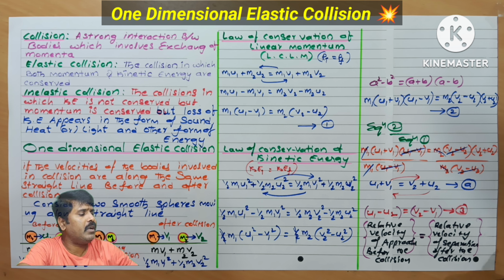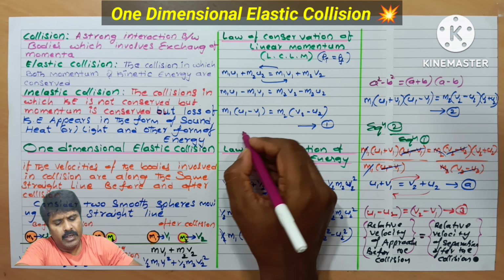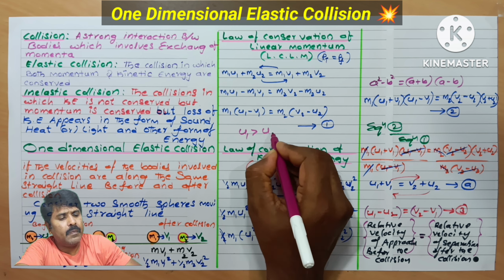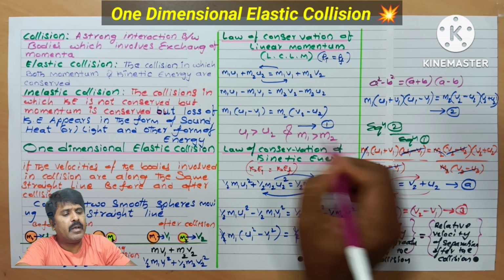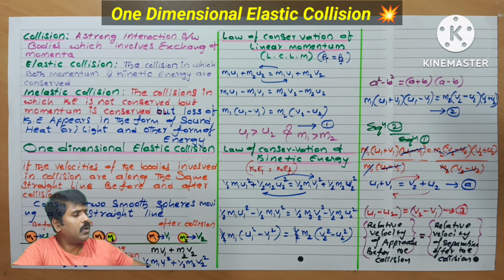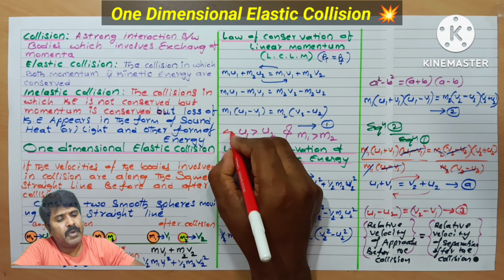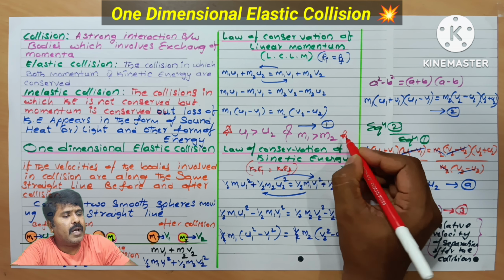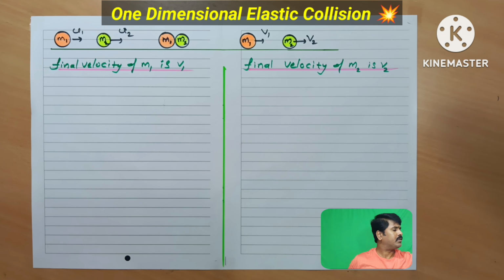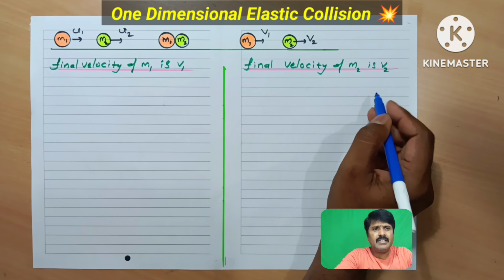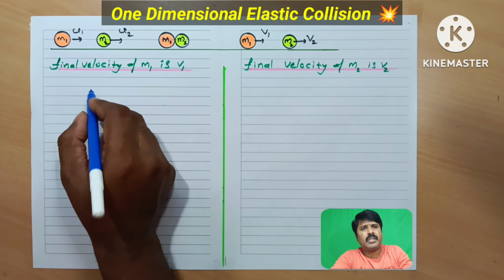relative velocity of separation after the collision, and there is a condition, student. Okay, the condition is written here specially: u1 greater than u2 and m1 greater than m2 taken. u1 greater than u2, then only the collision takes place between m1 and m2, and we are considering m1 greater than m2. Final velocity, student.